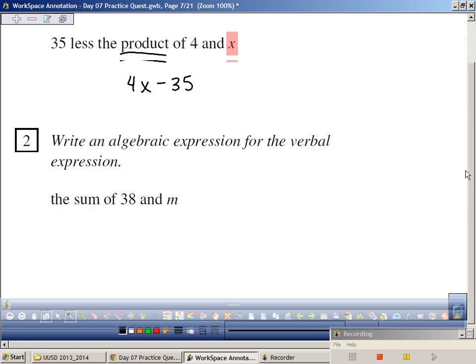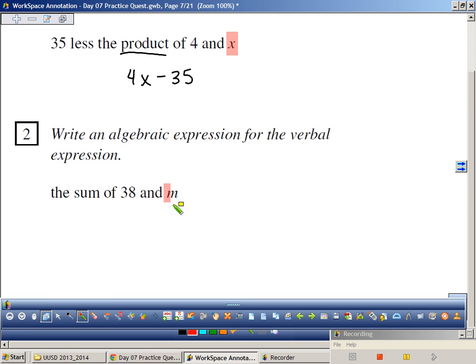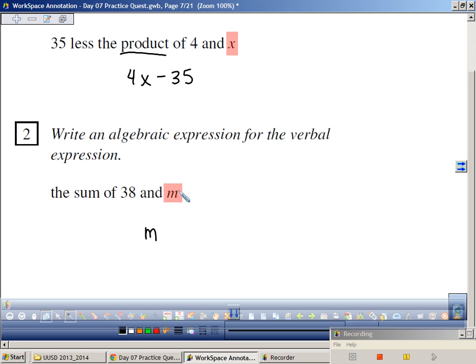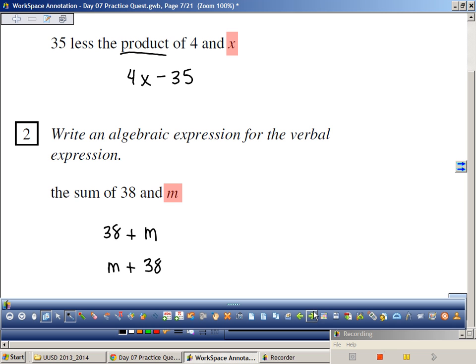The sum of 38 and m. Okay, let's highlight m. We're talking about m. What about m? 38 and m. What about 38m? The sum of 38 and m. The sum is addition. What if I wrote this? Would I be correct? Yes. Back it up. That is exactly perfectly correct because you could use the commutative property. Well done. Yes. Applause. That was good.